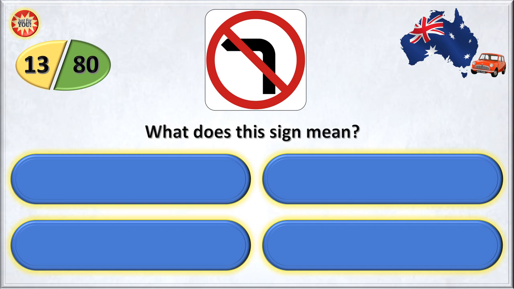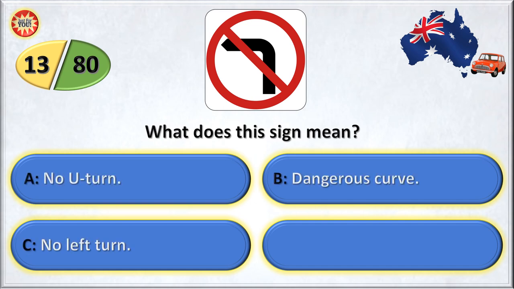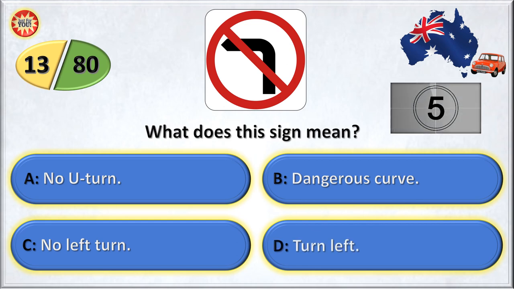What does this sign mean? No U-turn. Dangerous curve. No left turn. Turn left. No left turn.